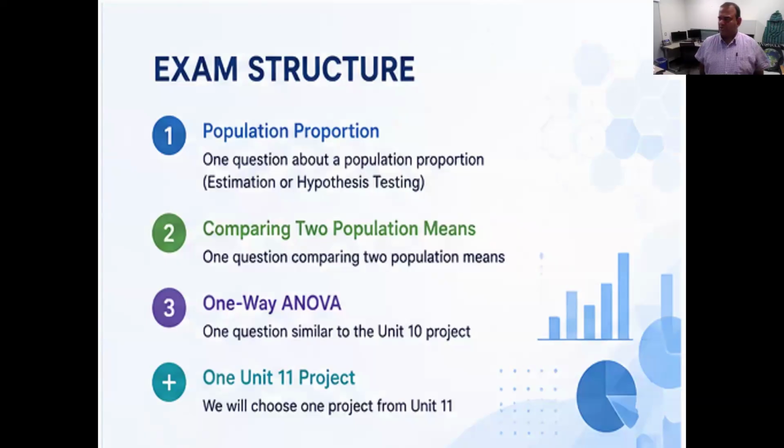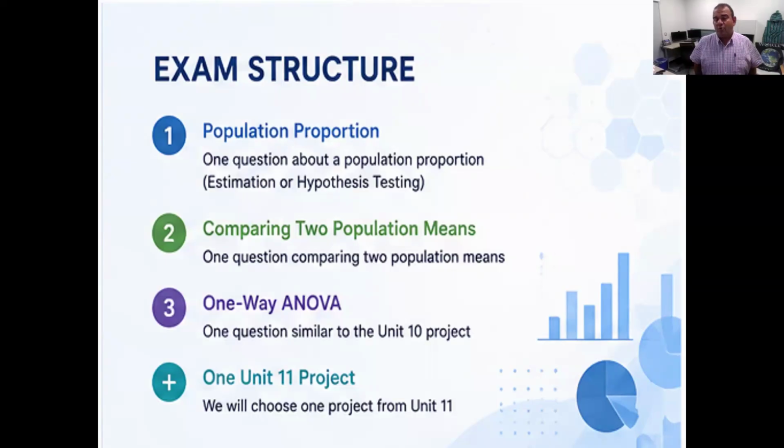What is the exam structure? The first question will be on population proportion. One question about population, either asking you to do a confidence interval to estimate the population proportion or test a hypothesis. The second one, I want you to compare two population means. One question comparing two population means, and it's going to be hypothesis testing. One-way ANOVA, it'll be one question similar to Unit 10 projects where I want you to compare multiple population means based on the statistical analysis provided to you.